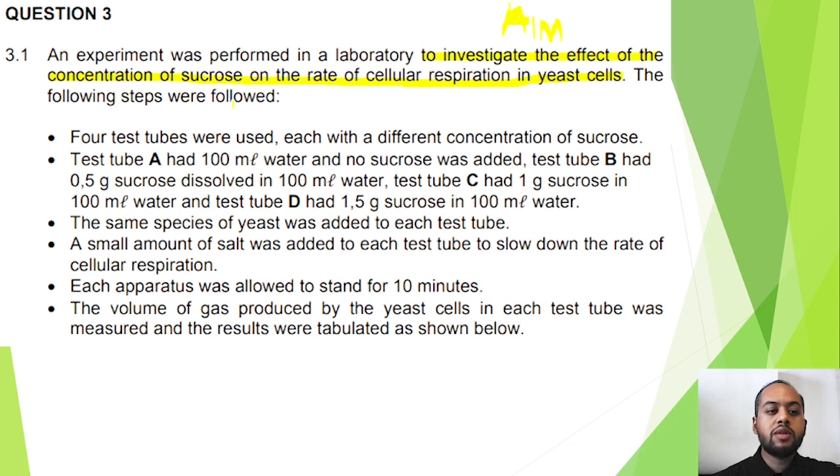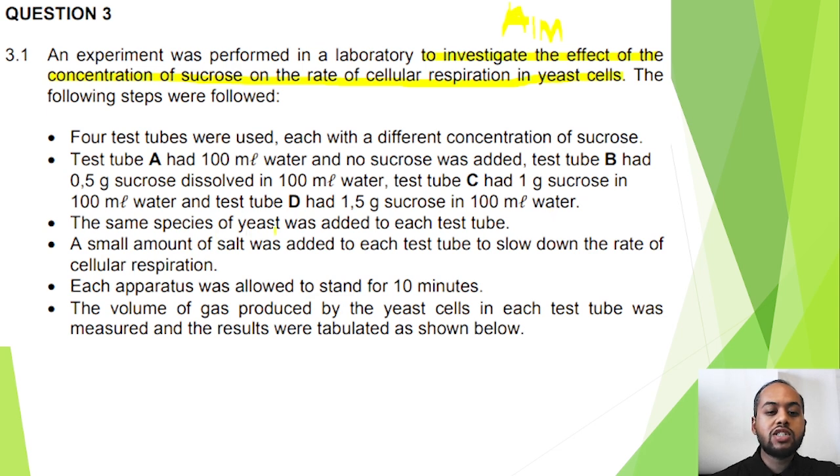The following steps were followed. 4 test tubes were used, each with a different concentration of sucrose. Test tube A had 100 milliliters of water and no sucrose was added. Test tube B had 0.5 grams of sucrose in 100 milliliters of water. Test tube C had 1 gram of sucrose in 100 milliliters of water. And test tube D had 1.5 grams of sucrose in 100 milliliters of water.